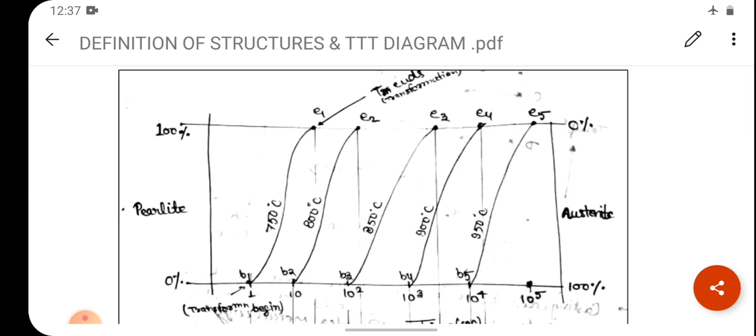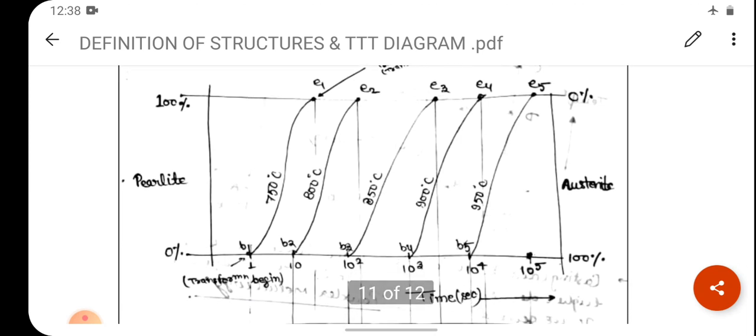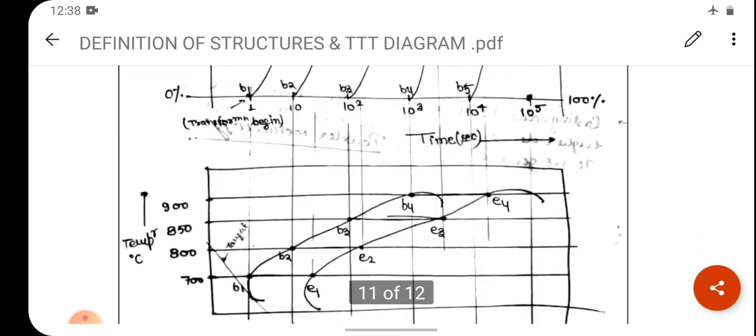On the left hand side there is pearlite, on the right hand side that is austenite. From top to bottom is 0 to 100% austenite, and in the left hand side diagram it is pearlite, 0% to 100% pearlite. So here transformation starts and finishes at constant temperature. So you know that this is an isothermal transformation diagram. On the x-axis there is time, in seconds. Clear?